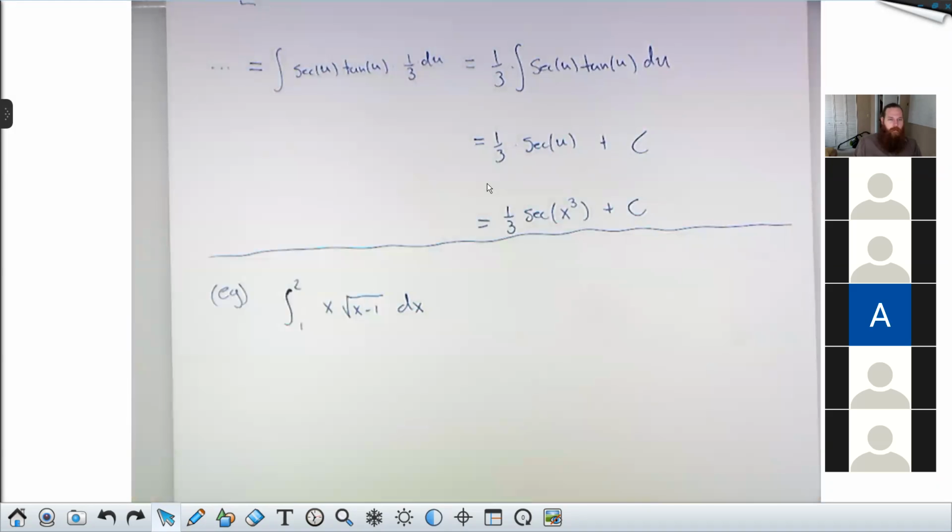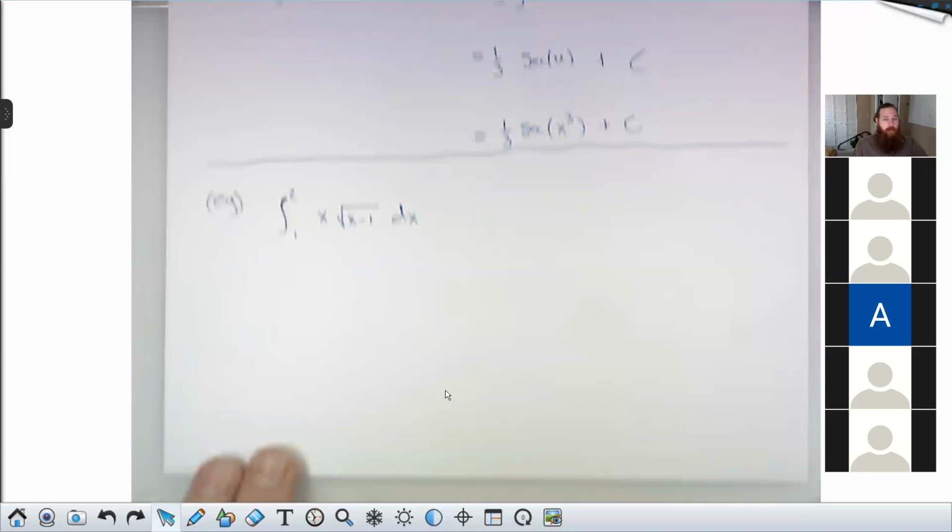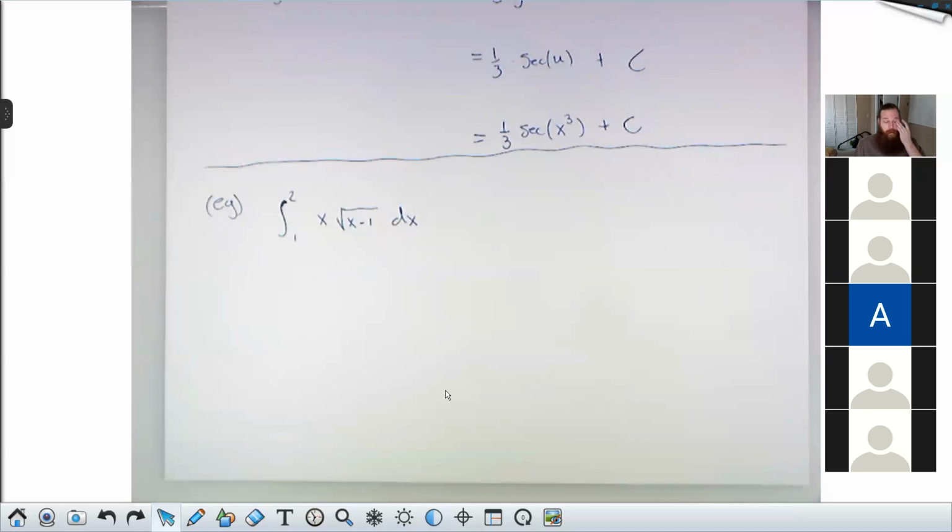So first, note that this is a definite integral. It's got bounds or limits of integration, which means that my answer here should just be a number, not a function. There shouldn't be any plus c's. We're going to find an antiderivative, and then we're going to evaluate that antiderivative between bounds.